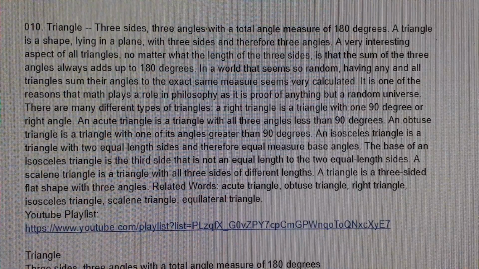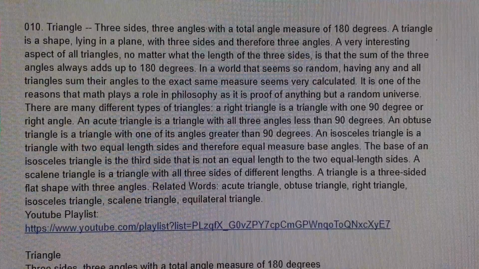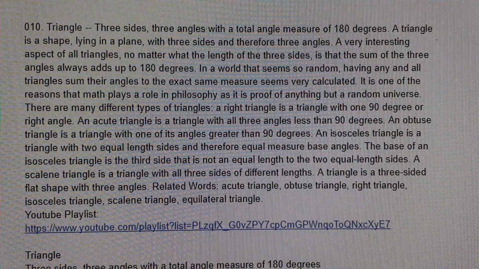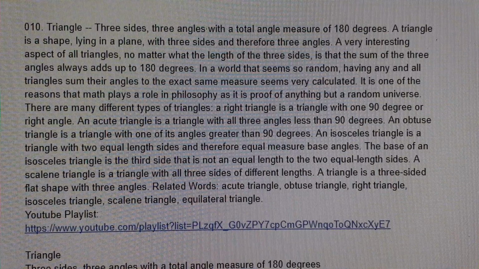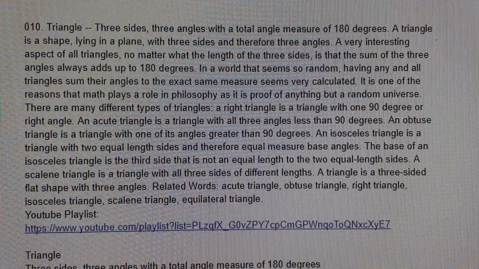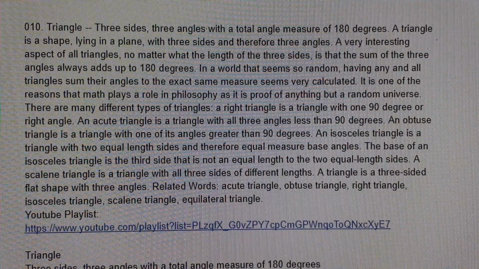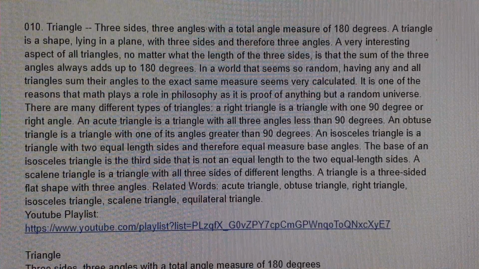In a world that seems so random, having any and all triangles sum their angles to the exact same measure seems very calculated. It is one of the reasons that math plays a role in philosophy, as it is proof of anything but a random universe.